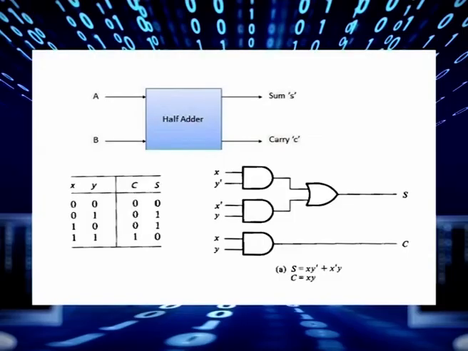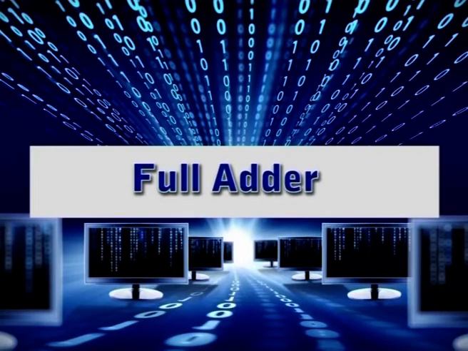This is the block diagram of half adder along with truth table and logic circuit. Here A and B are the inputs and outputs are sum S and carry C. In the truth table as well as logic circuit, the input is represented by X and Y. Here we can easily notice from the truth table that carry C is 1 only when both the inputs X and Y are 1. Also we can see that the logic circuit can be developed using AND gates and OR gates. Now we will study about full adder.